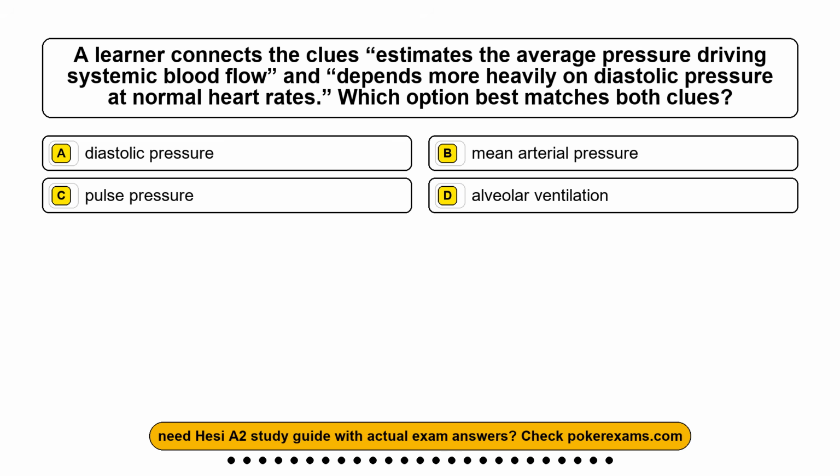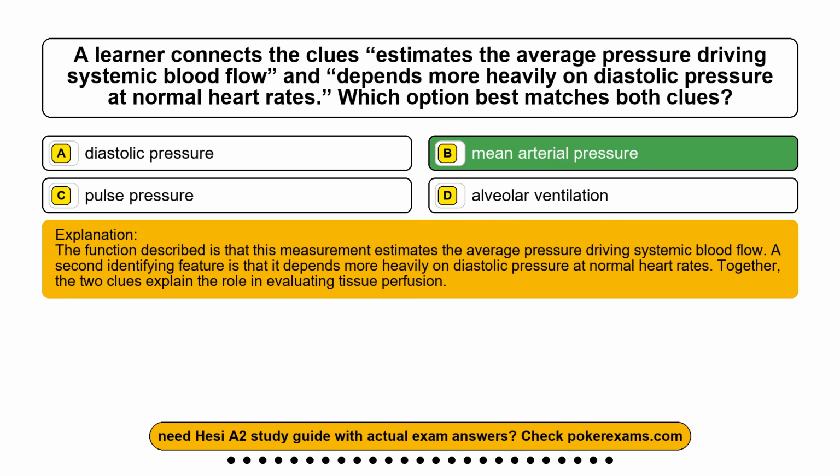Question 21. A learner connects the clues, estimates the average pressure driving systemic blood flow, and depends more heavily on diastolic pressure at normal heart rates. Which option best matches both clues? Option A, diastolic pressure. Option B, mean arterial pressure. Option C, pulse pressure. Option D, alveolar ventilation. The correct answer is option B, mean arterial pressure.